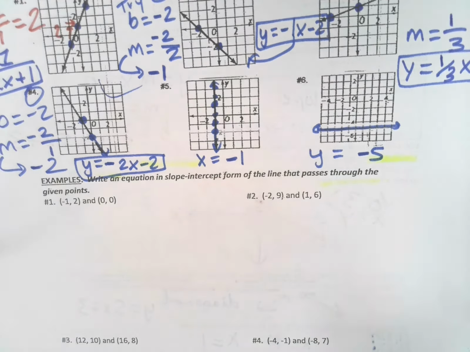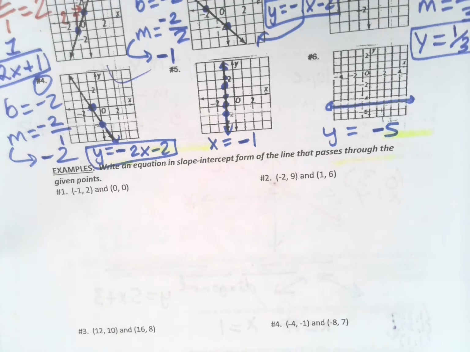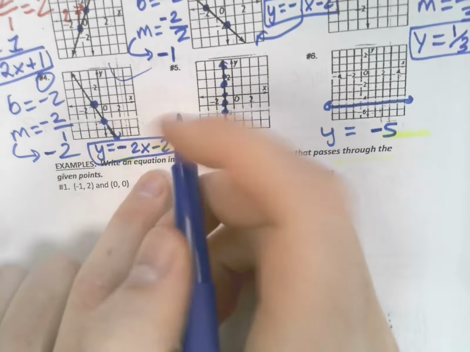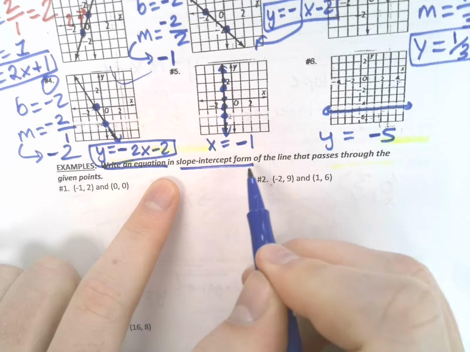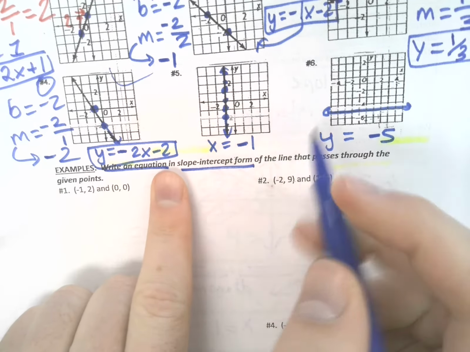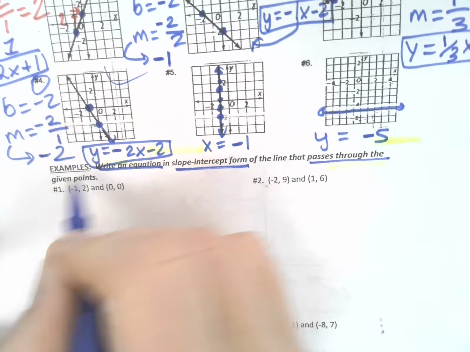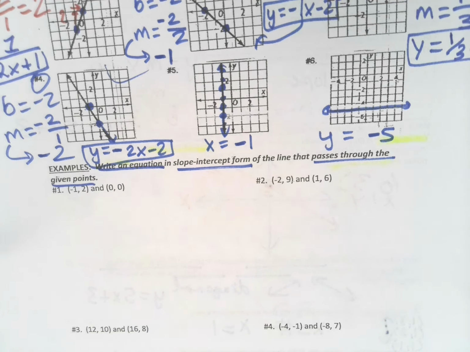Now, guys, I'm not going to lie to you. We're almost done, but this is the most challenging part of this chapter so far, what we're about to do. Would you care, Dev, to read what our directions are going to be here? We got to lock in. Write an equation in slope intercept form of the line that passes through the given points.